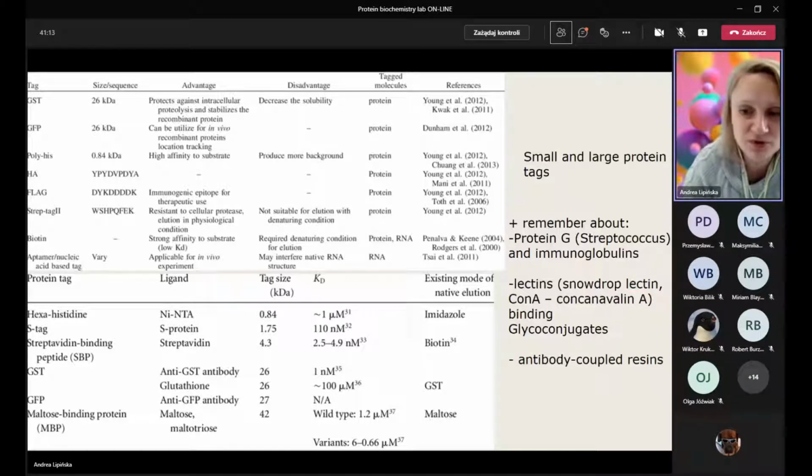And there are antibody-coupled resins. There are also resins which are chemically activated, and you can conjugate your own antibody. So the antibody which you buy or you produce, and you can get a very specific resin. It's usually still quite expensive, but let's say there are more and more reagents which enable that.